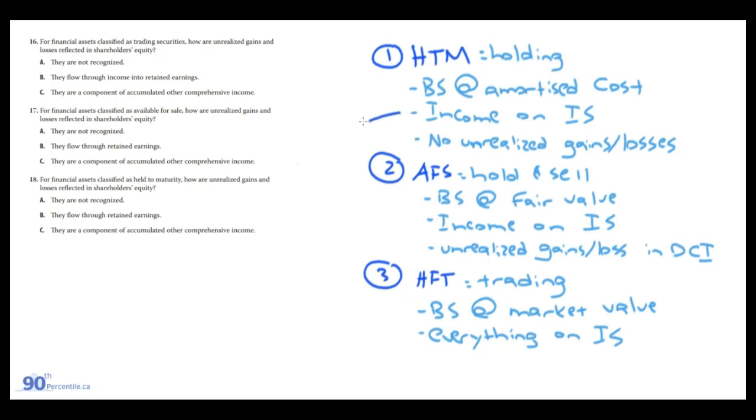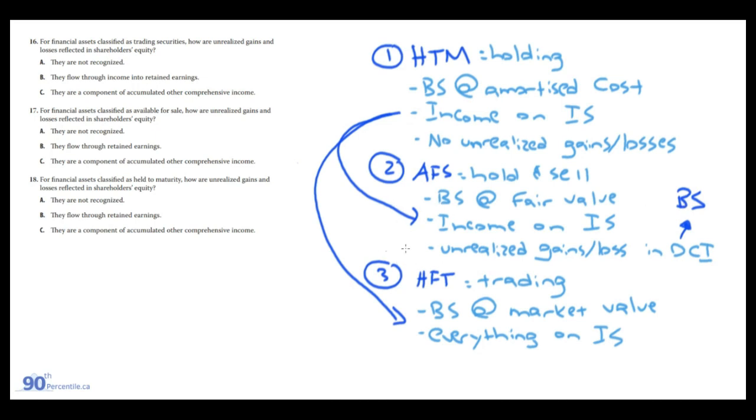Same kind of concept here with the income. This is actually the same across all three categories. So the income, like any interest or dividends, goes through profit and loss on the income statement. And the difference here is for available for sale securities, the unrealized gain and loss goes through other comprehensive income, which is an equity balance sheet account. So it doesn't hit profit and loss, it just goes right to equity on the balance sheet.